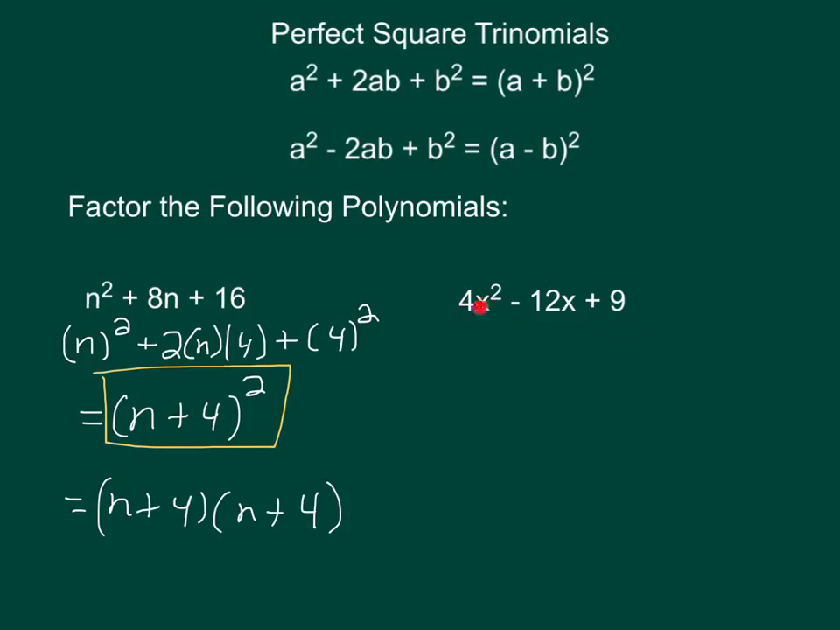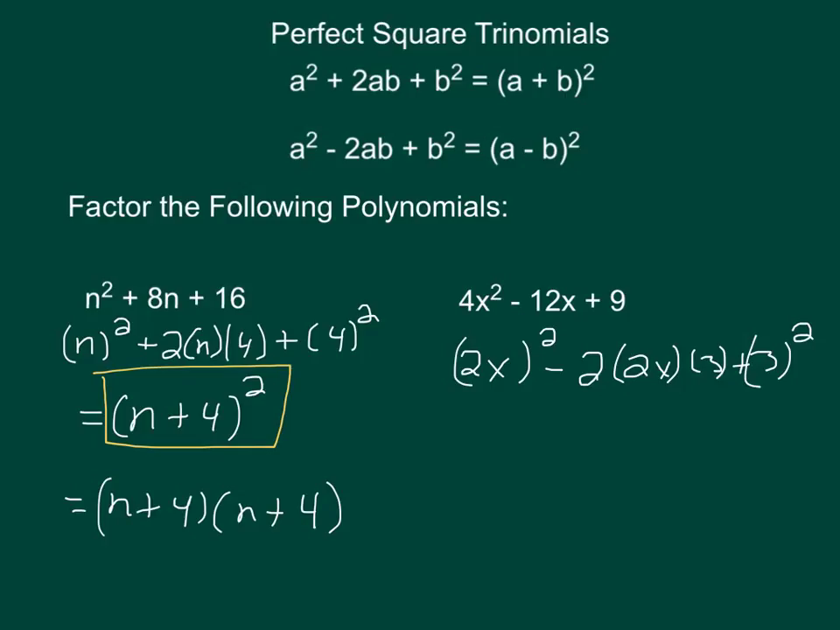Same thing for the next problem. I noticed that 4x squared could be written as 2x, and raise that to the second power. I have a subtraction, but I'm going to leave some space. And 9 can be written as 3 squared. Now I just check. If I take a 2, and it's always a 2, and then take the 2x from the front and the 3 from the back, does that expression match my original one?